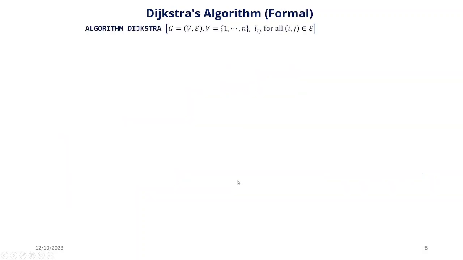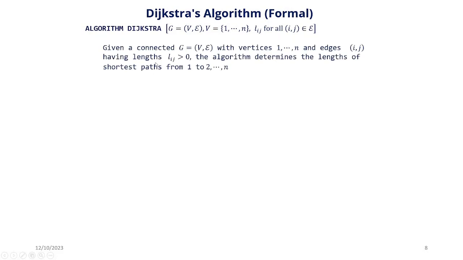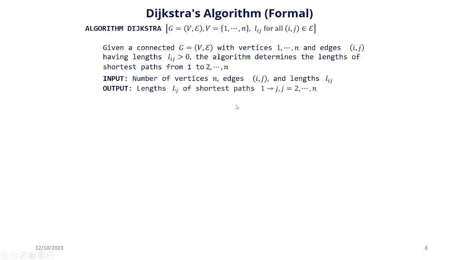Now if we state Dijkstra's algorithm formally, it's going to look like this. Algorithm Dijkstra. G equal to (V, E), where V is equal to 1 to N, Lij for all ij in E. Given a connected G equal to (V, E) with vertices 1 to N and edges ij having length L subscript ij greater than 0, the algorithm determines the length of the shortest path from 1 to every other vertex in the graph. Input: the number of vertices N, edges ij, and length L subscript ij. Output: the length of the shortest path from I to every other vertex of the graph.